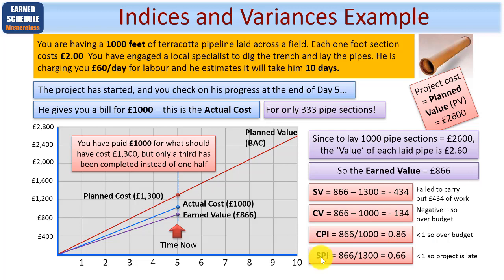And similarly, your schedule performance index is your earned value divided by your planned cost, giving you 0.66. This ratio is less than 1, so yes, your project is going to come in late. So there's a very simple example of how you'd use traditional earned value management metrics.